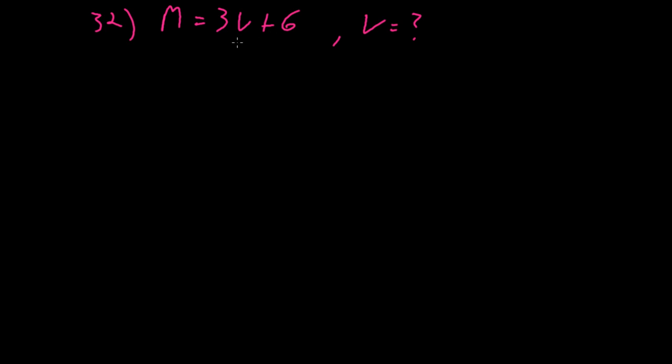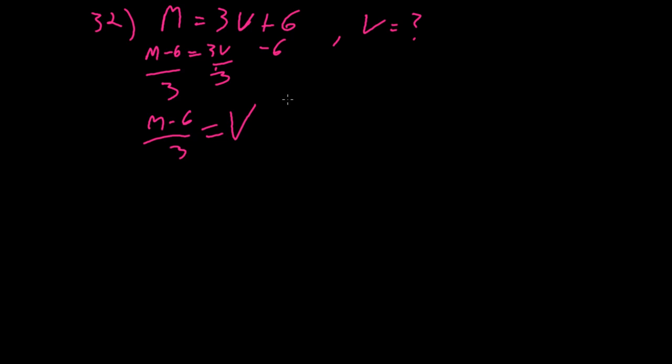It's basically asking to isolate v. If we subtract 6, we see that we have m minus 6 equals 3v, and now we can just divide by 3, and we get m minus 6, divided by 3, is equal to v. So that's the answer, but what does this mean?